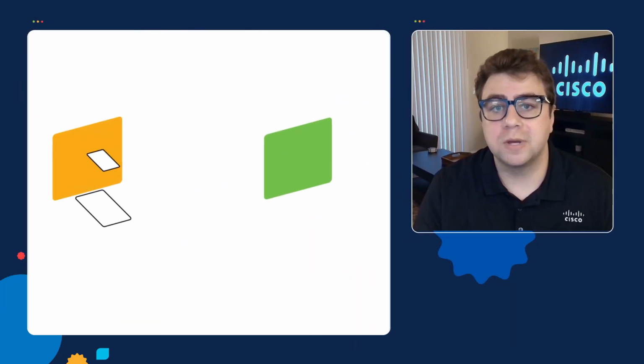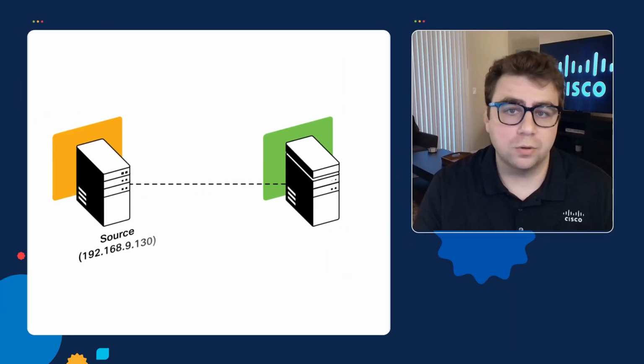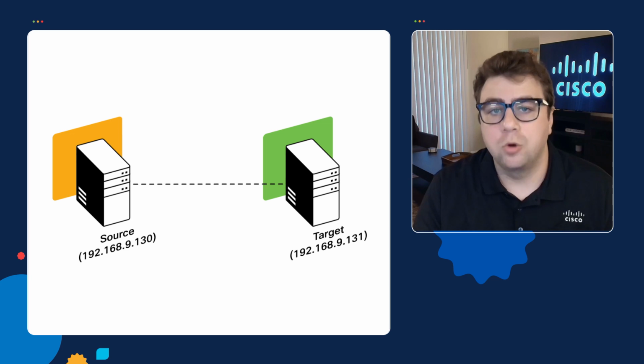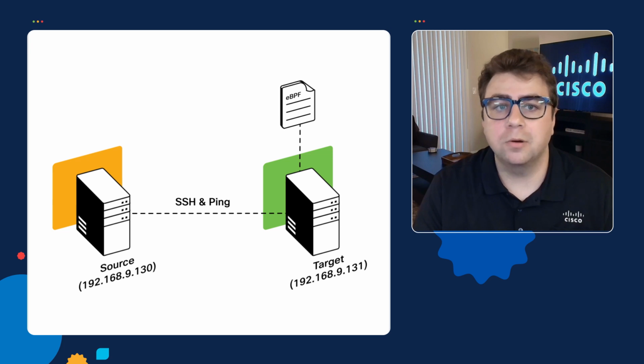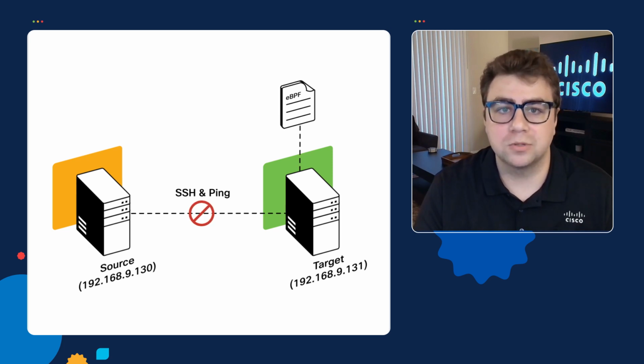Next, I want to show you a more advanced demo of eBPF where we will perform some packet filtering on a Linux host. We have two hosts in my lab environment, one of which will be our source and the other our target. Normally, communications like SSH and ping will work just fine between these two hosts. But when I run my eBPF program on the target host, I will be able to filter out SSH and ICMP packets from the source host, effectively blocking communication from the source to the target with these protocols.